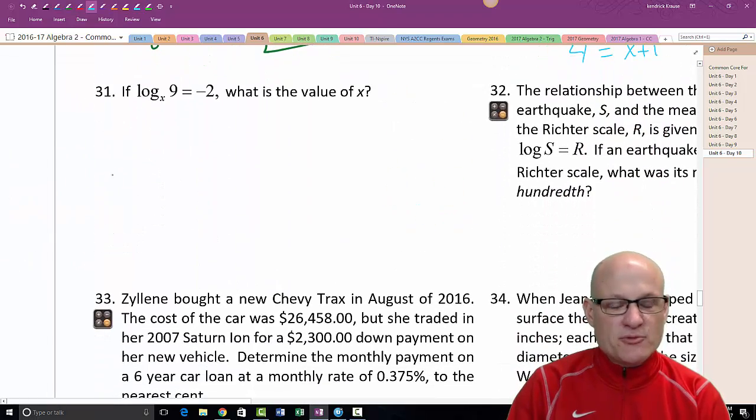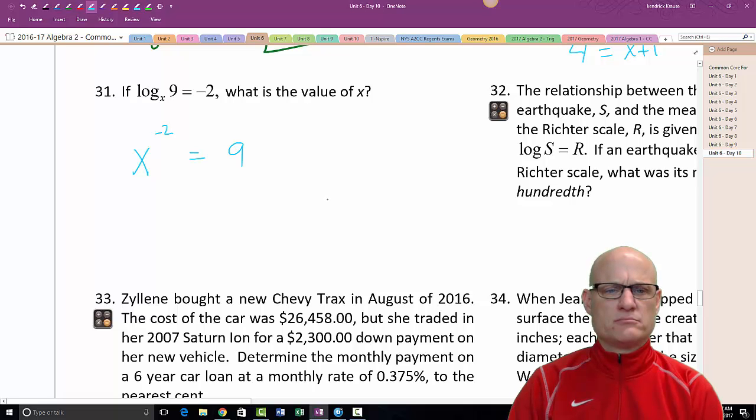Here we go. This one's kind of tricky. So it's a logarithm. We're going to solve it by using exponential. So I get x raised to the negative 2 is equal to 9. Well, that doesn't help out.